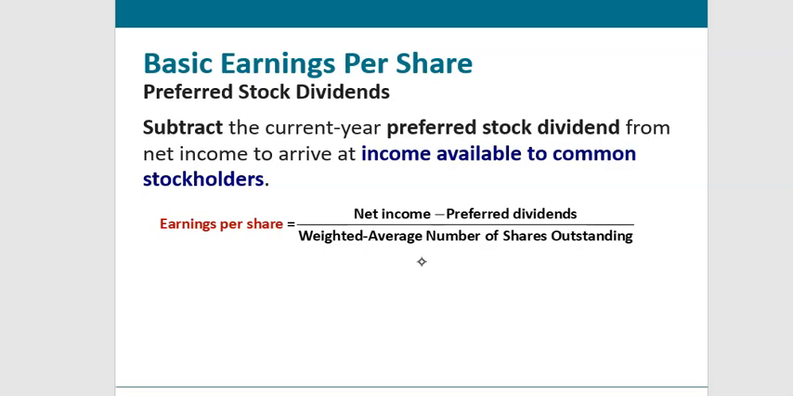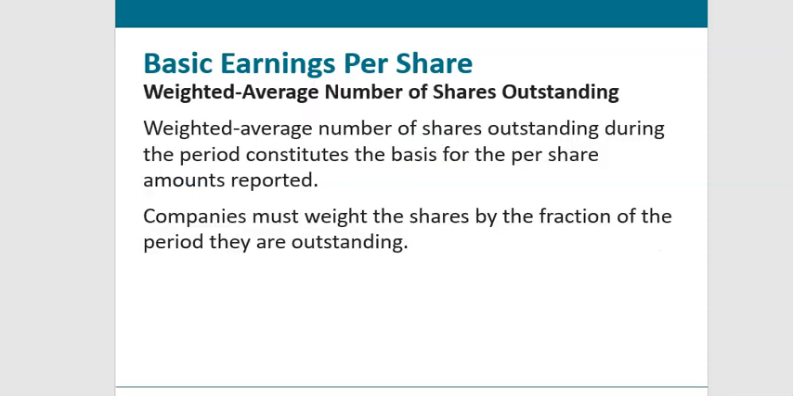We've always been given that number, but what we're going to do in the remainder of this video is look at how we come up with this weighted average number of shares outstanding. It's not just the number of shares that the company had on December 31st. What we do is take a weighted average, similar to how you would use a weighted average to calculate, let's say, your grade in a course, or any other weighted average.